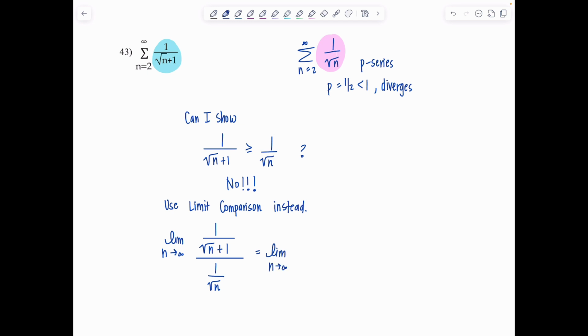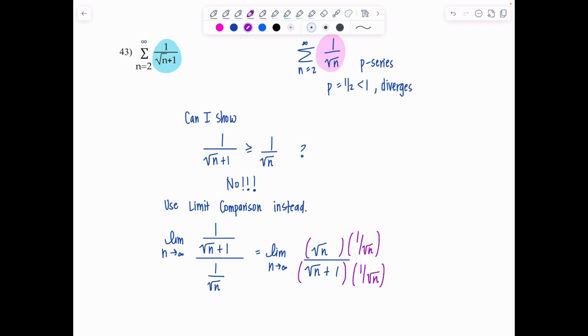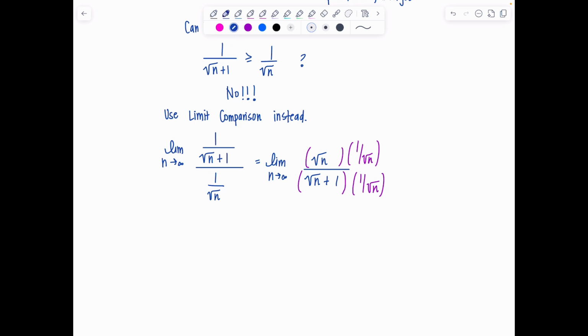The 1 over rad n in the denominator is going to flip up to the numerator here. So now I have rad n over rad n plus 1. Divide by highest power of n in the denominator, which is rad n. So that's the same as multiplying by 1 over rad n. Beautiful. So then now we have the limit, n goes to infinity. This is going to be 1 over 1 plus 1 over rad n.